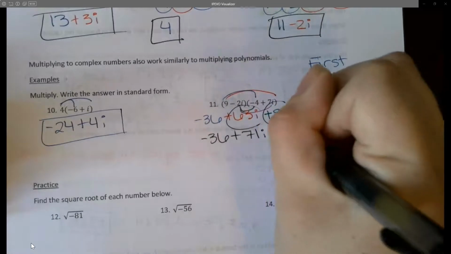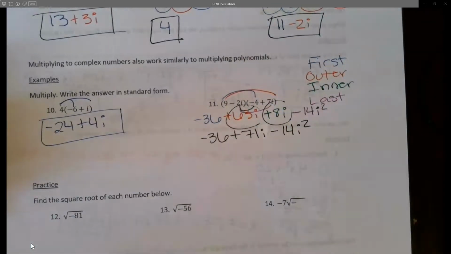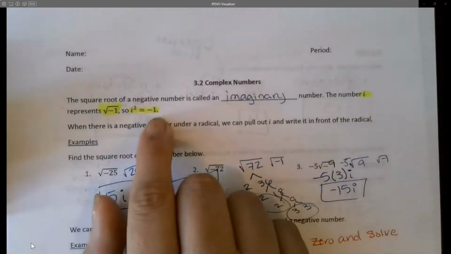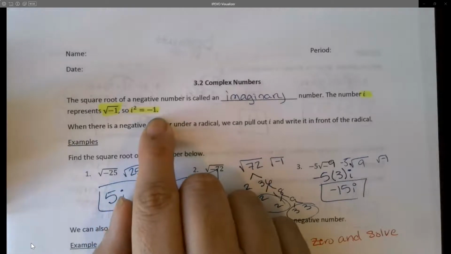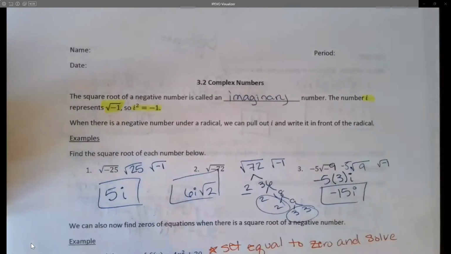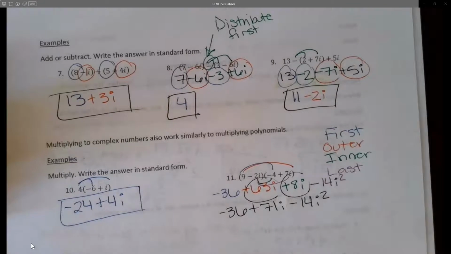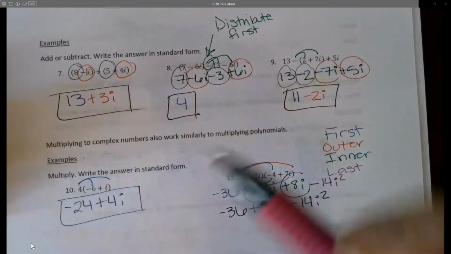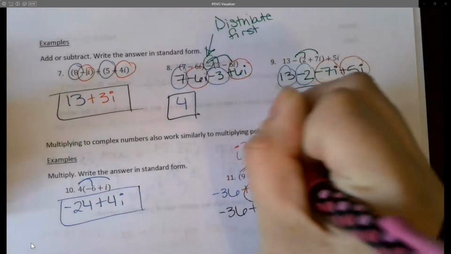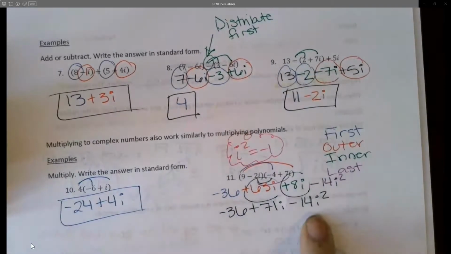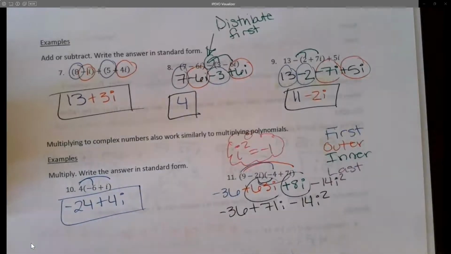And then I'm going to write that negative 14i squared. Remember on the front side of this, I said i squared equals negative 1. I always want to replace it with that because standard form only has real numbers and i to the first power. So I am going to write myself a note right here that i squared equals negative 1. So what I want to do is replace the i squared right there with negative 1.